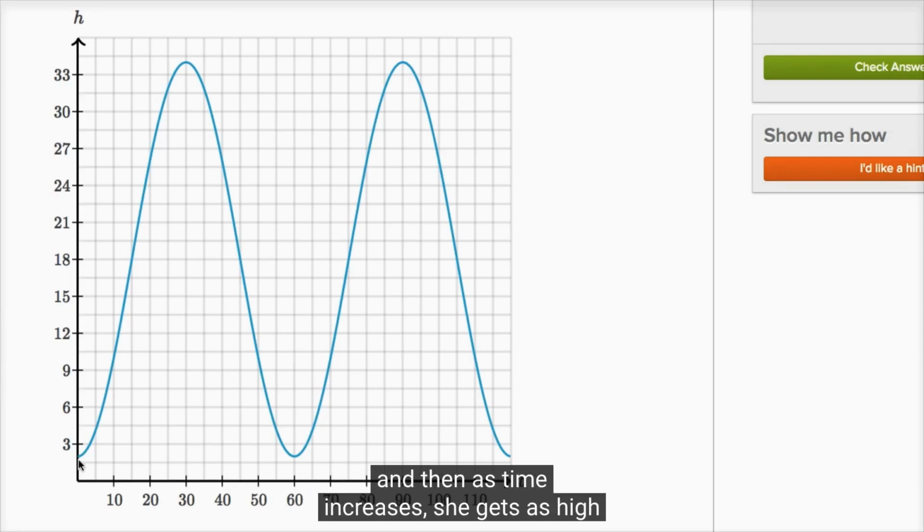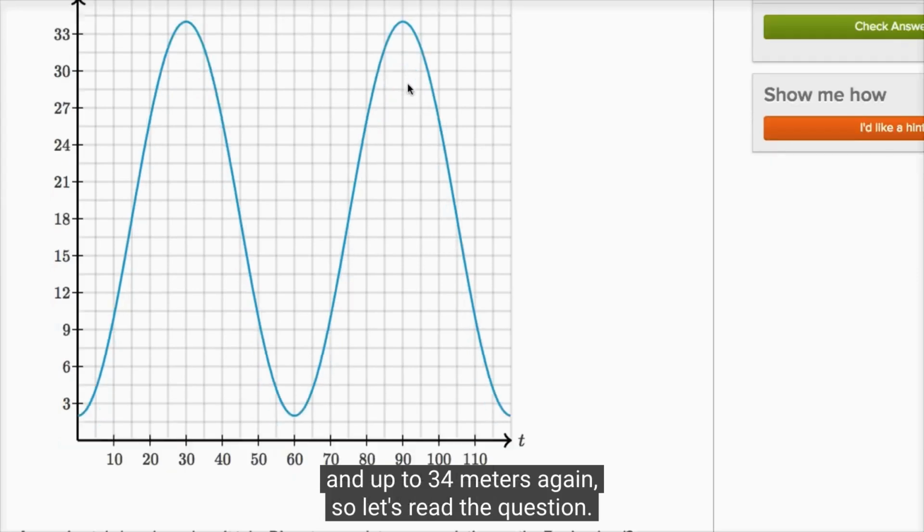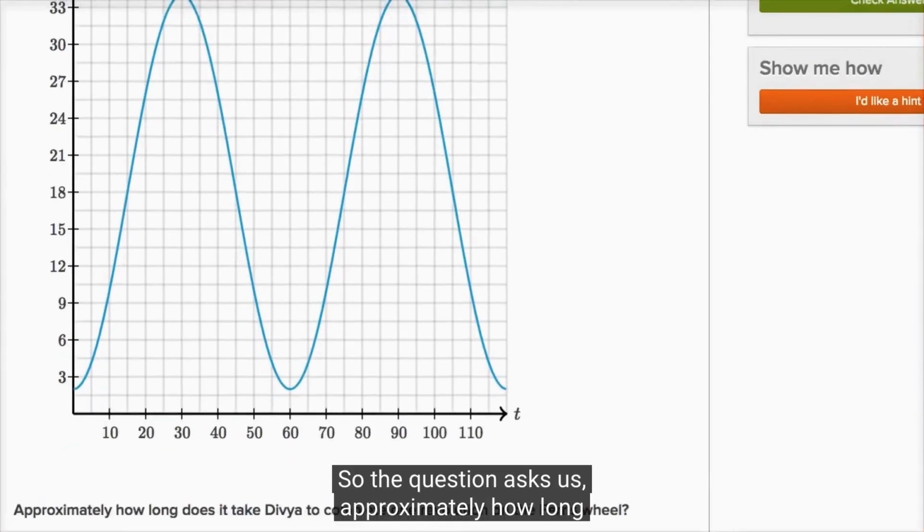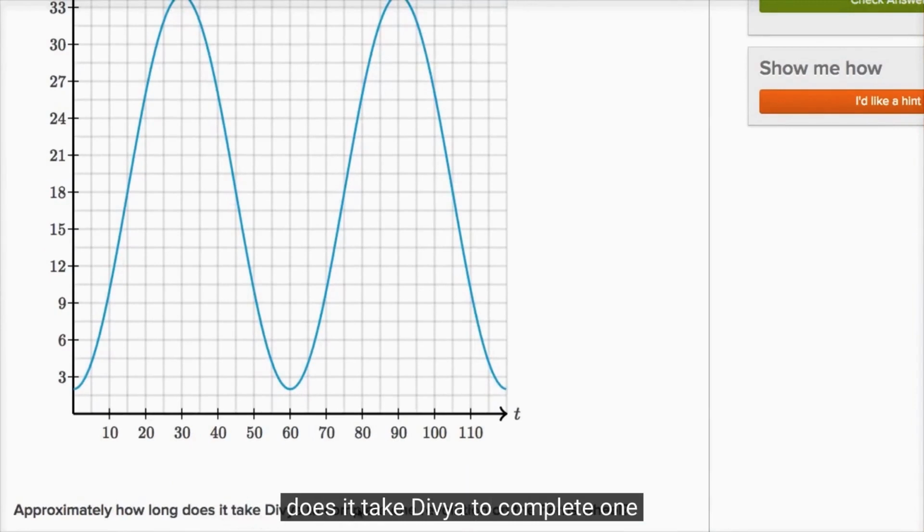And then as time increases, she gets as high as, it looks like this is close to 30, maybe 34 meters, and then she comes back down, back to, looks like 2 meters, and up to 34 meters again. So let's read the question. The question asks us, approximately how long does it take Divya to complete 1 revolution on the Ferris wheel?